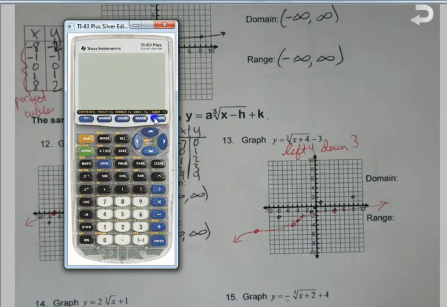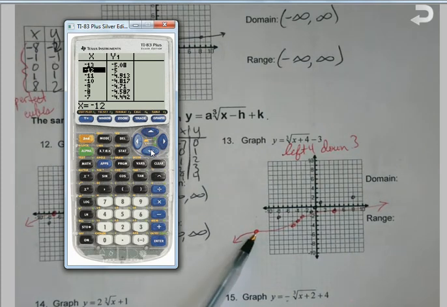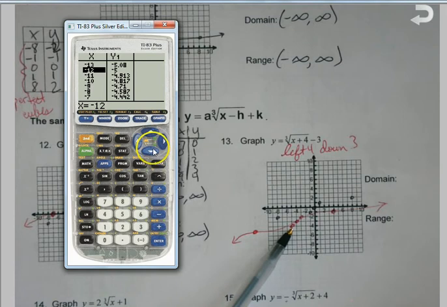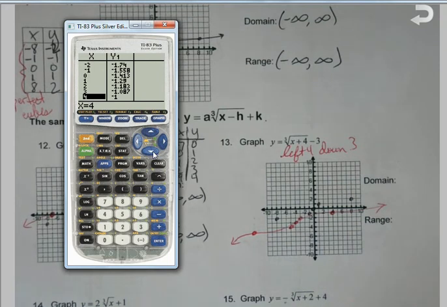Let's see if my points ended up the same. Get back to my negatives here. Okay, so there's my negative 12, negative 5. So my next one looks like it'd be at negative 5, 4. Let's see. Nice. Negative 4, negative 3. All right. Negative 3, negative 2. Awesome. My last one should be at 4, negative 1. Okay.